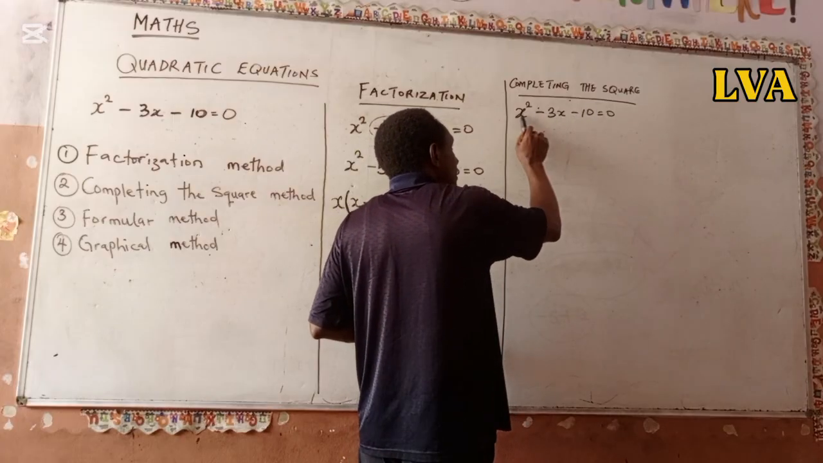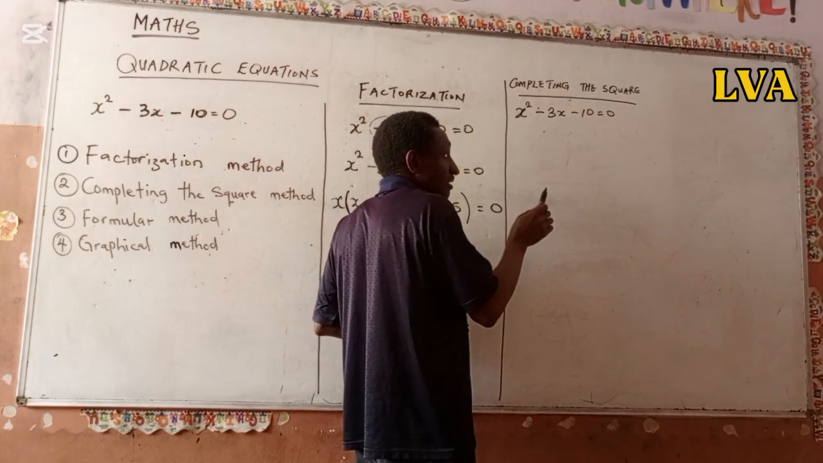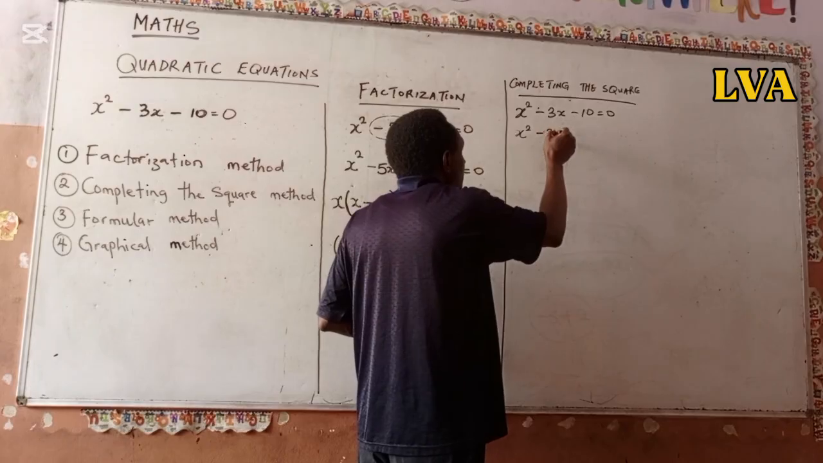The 10 is without an x, there's no visible x here. The one without x, that is a 10, that's minus 10, goes to the other side. So that I have x squared minus 3x.